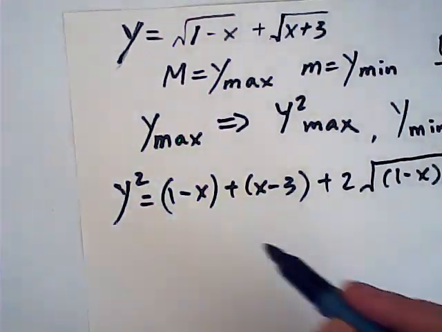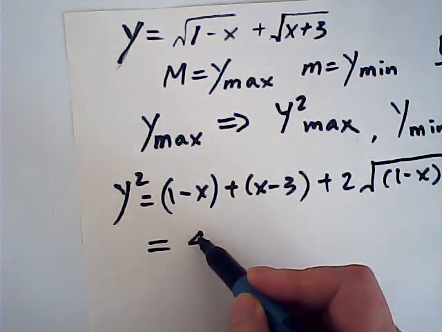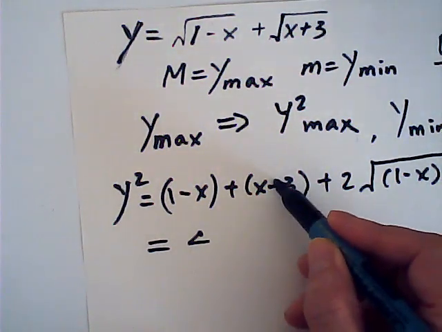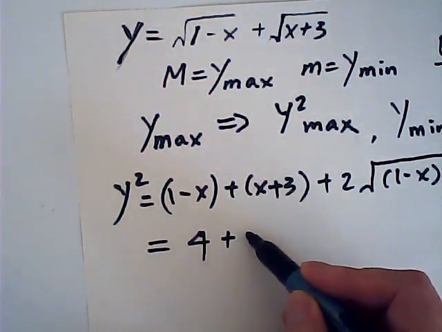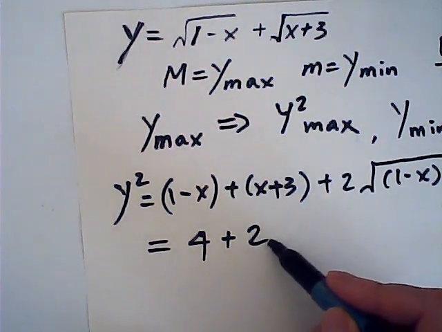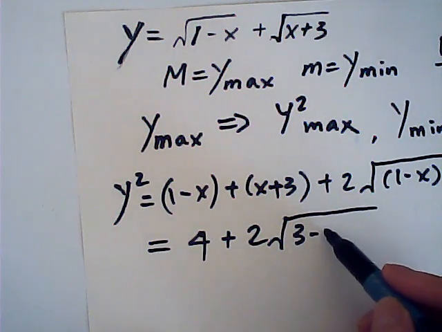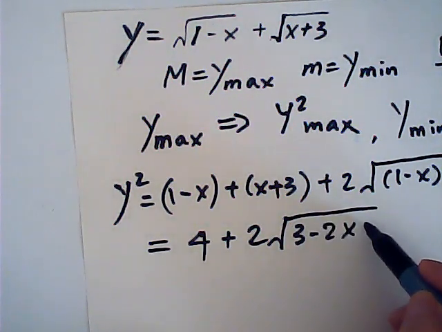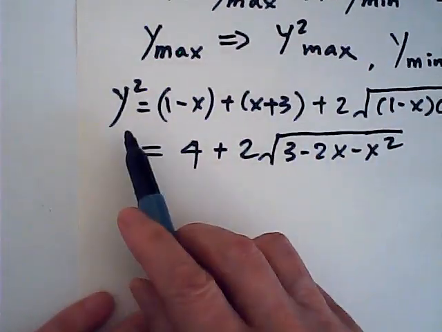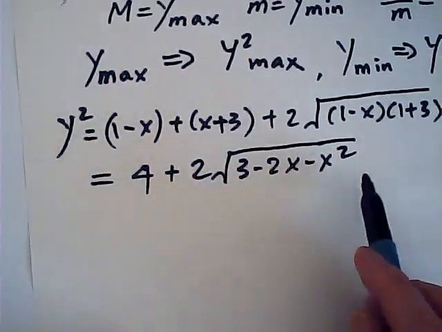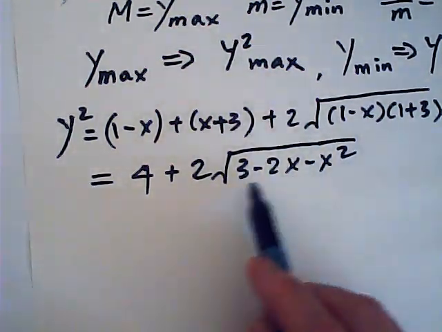Okay, so y square is equal to 4 plus 2 square root of 3 minus 2x minus x square. So for y square maximum, the inside must be maximum, right?